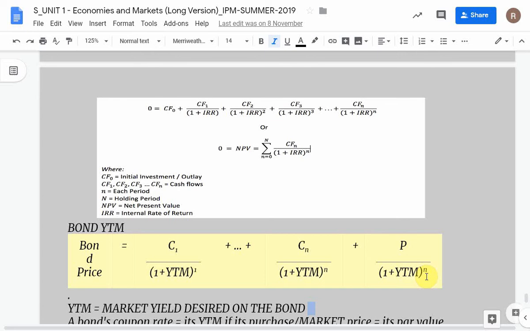So we have just changed the name of the variable, but the formula is okay. Let's start with the LHS. In the bond YTM formula, we have the bond price. In the IRR formula, we have the initial investment, the project cost, which we have already shown is equal to the market price of the project.